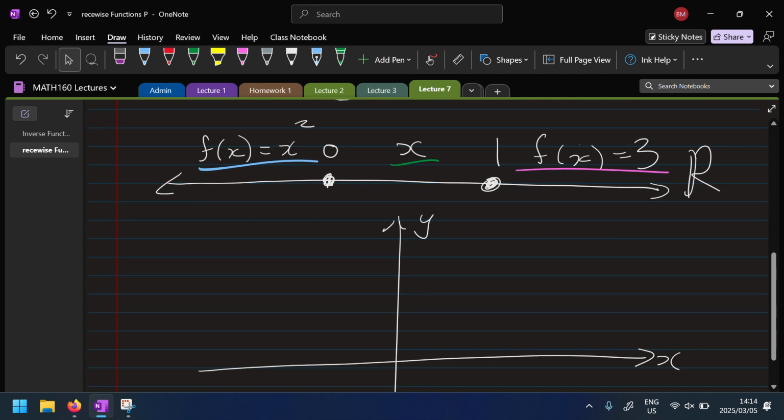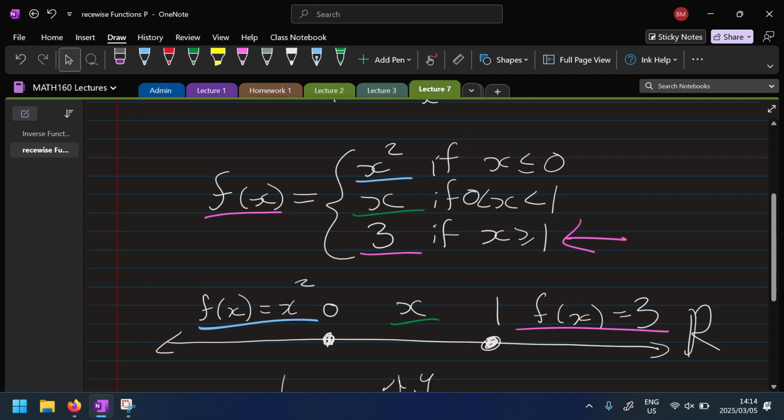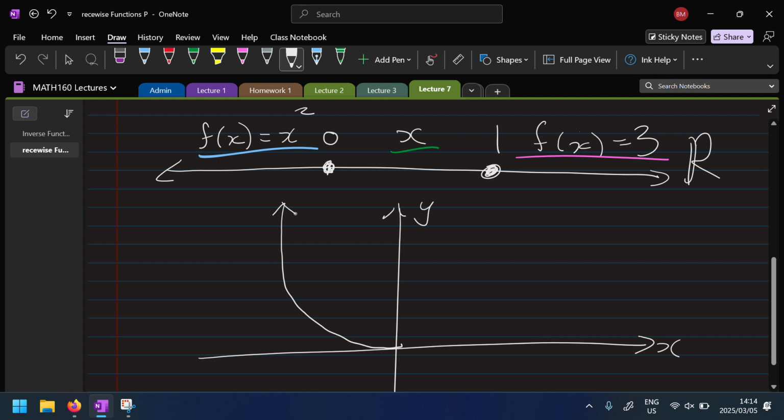Let's sketch this. So what do we have? If x is less than or equal to 0, it's going to be x squared, but only for x's less than or equal to 0. So we're going to plot it like this. And it's going to stop there. We don't go any further because the function is only defined for x less than or equal to 0. When x is 1, that's something else. We're not interested. So for x less than or equal to 0, we have x squared. Everyone okay with that?